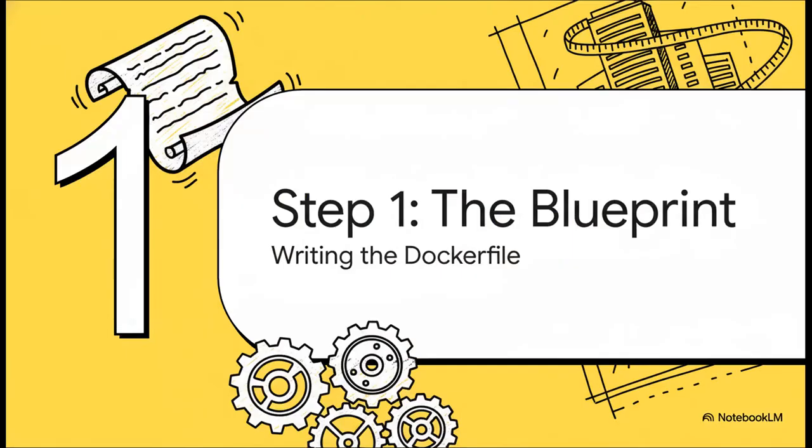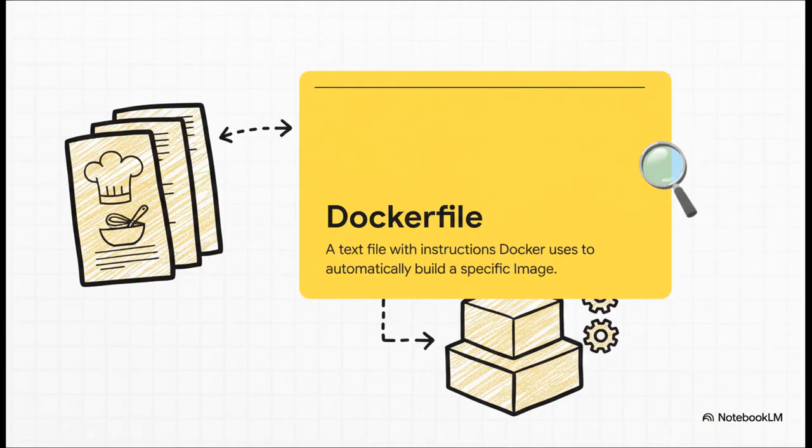Okay, let's start at the very beginning with step 1, the blueprint. This is where we lay out the exact instructions that Docker needs to build our application's environment. So what is a Dockerfile really? Just think of it like a recipe for your application. It's literally just a plain text file where you list step by step every ingredient and every instruction needed to assemble your app's environment completely from scratch.